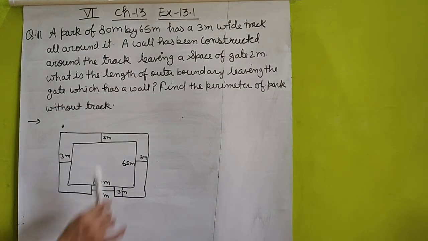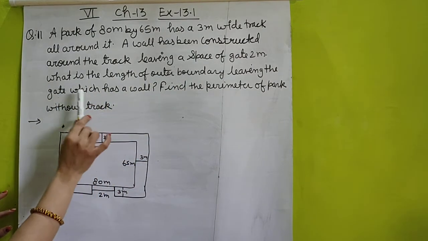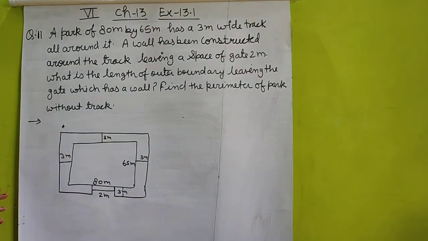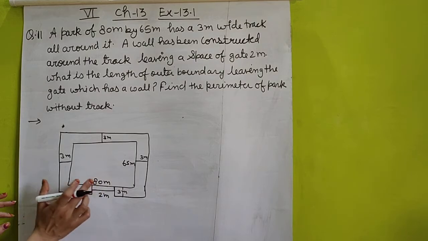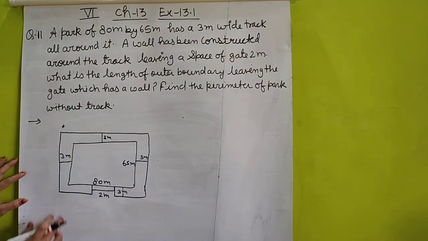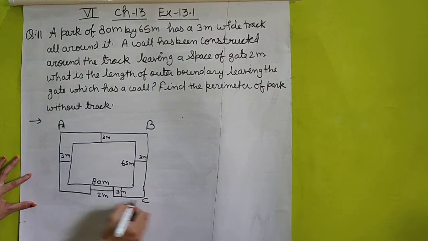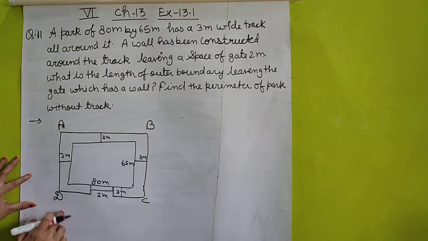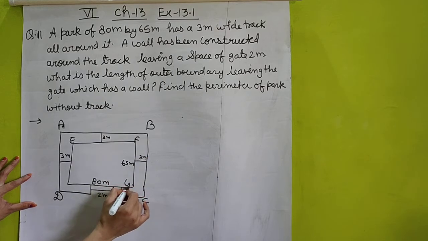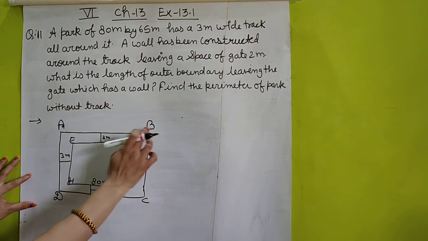Now students, they are asking what is the length of the outer boundary, leaving the gate, which has a wall? We are to find the outer boundary length. And students, the length of the outer boundary will be the length of the outer wall. So here I can give the names: A, B, C and D for the outer boundary, and E, F, G, H for the inner boundary. Now they are asking the length of the outer boundary.